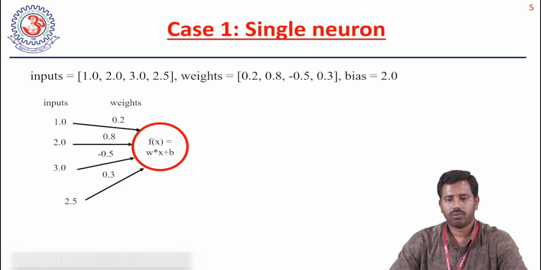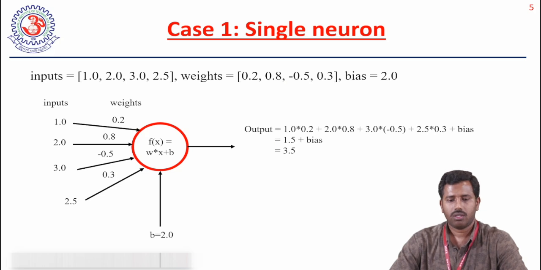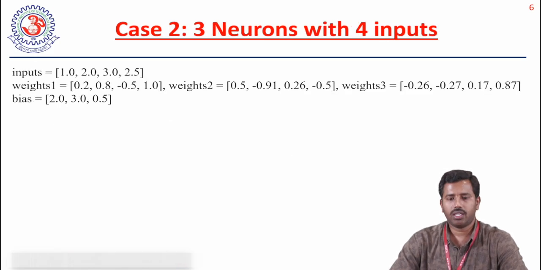So these values will be given to this neuron, so that you are applying the multiplication between every value from the input vector and the weight vector, and the final answer of w into x will be summed with bias. The bias value is 2.0. If you observe the tracing of this neuron, it is nothing but w into x: 1.0 into 0.2 plus 2.0 into 0.8 plus 3.0 into minus 0.5 plus 2.5 into 0.3, and on that result you are adding the bias, so finally you will get the output as 3.5. So let us see the remaining examples.